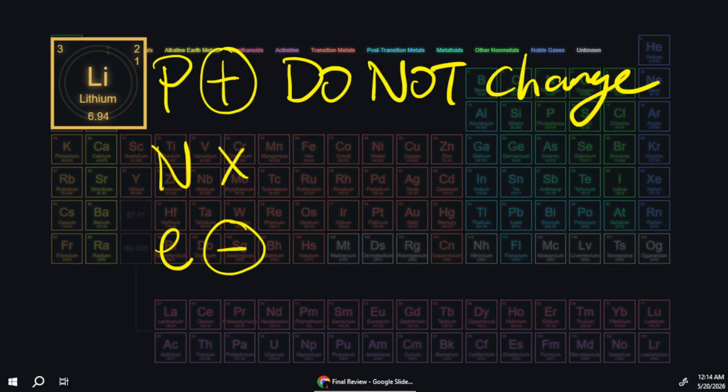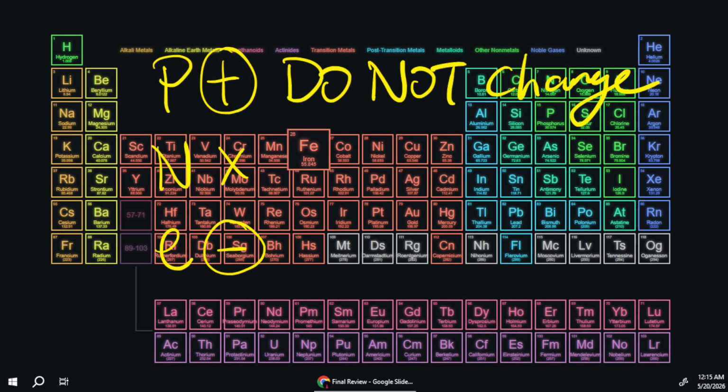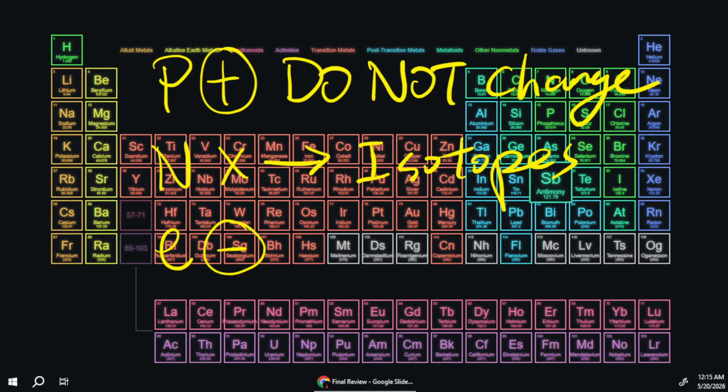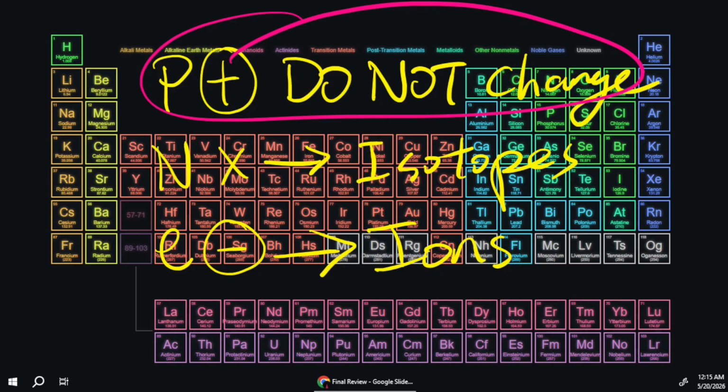The neutrons can change. When neutrons change, we call them isotopes. And then electrons can also change. We call those ions. So the only thing that doesn't change is the number of protons. Right here, protons don't change, neutrons can change, electrons can change. So that's the 3 rules to remember.